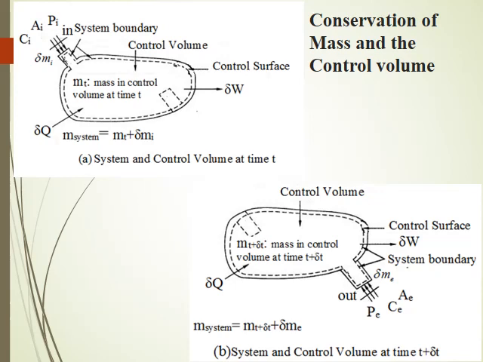Now we designate the mass within the control volume at the beginning of the time interval as m_t. So m_t is basically specifying the mass within the control volume at the beginning of the time interval, whereas m_(t+delta t) is the mass within the control volume at the end of this time interval.